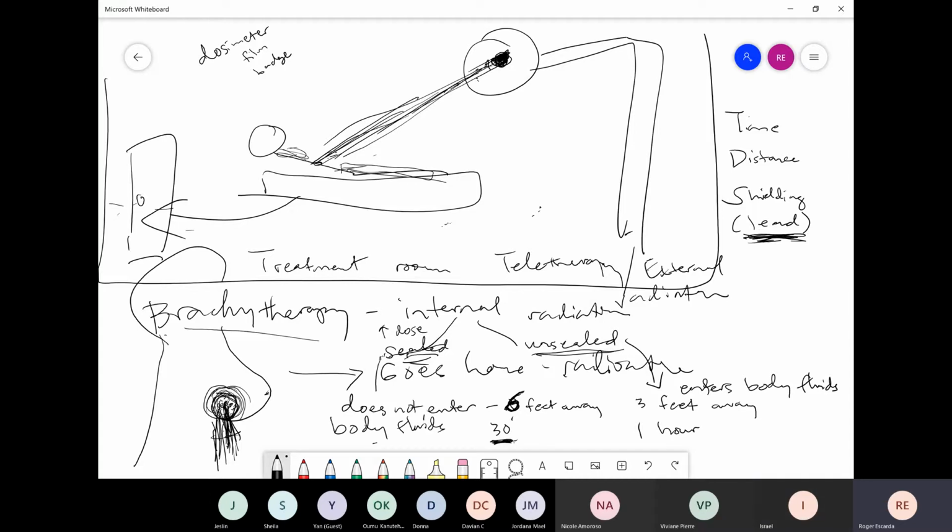If it's a sealed radiation source, the patient carries the radioactive material with them. However, they are sealed, so no body fluid involvement. The radioactivity does not affect body fluids, only the tissues around the cavity where it is implanted.